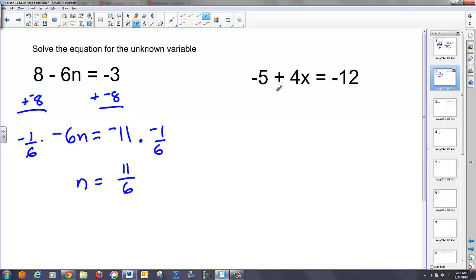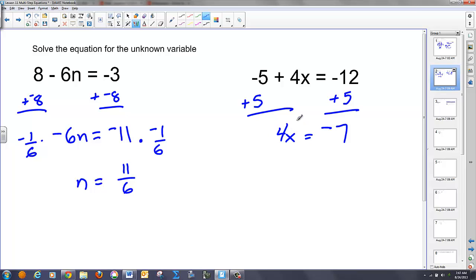Moving to the next problem. This is our multiplication with the 4 times the x. So therefore this must be our addition. I want to undo an addition of negative 5. So I'm going to add a positive 5 to both sides. Negative 5 and positive 5 go to 0, leaving me with 4x. This is a negative 12 plus a positive 5. I'm going to keep the sign of the bigger number, which is the negative. Subtract the 2, get 7. So negative 12 plus positive 5 is negative 7.